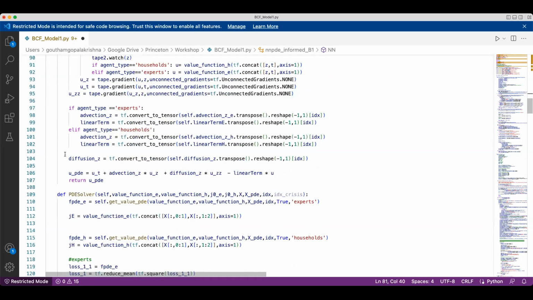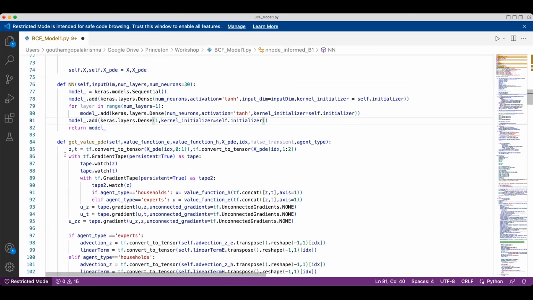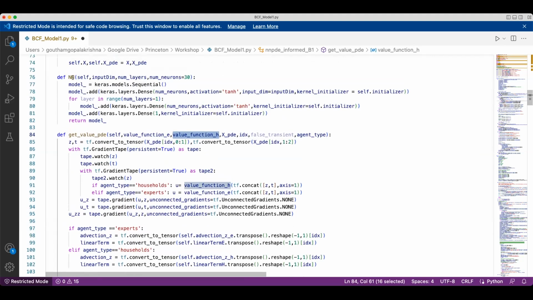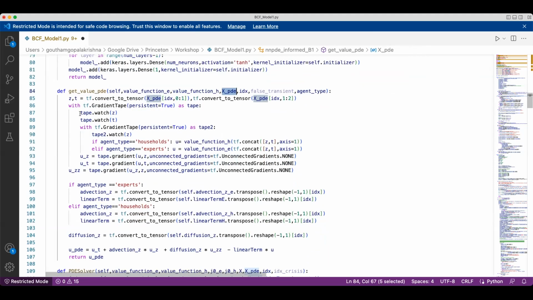Let's define the value function. Sorry, let's define the PD residual. Okay, in the PD residual, you have two functions, value function E and value function H. Both of these are neural network objects. This is going to be defined later, but I'm just going to show you the definition of the loss function. And it also takes in the state space as input.